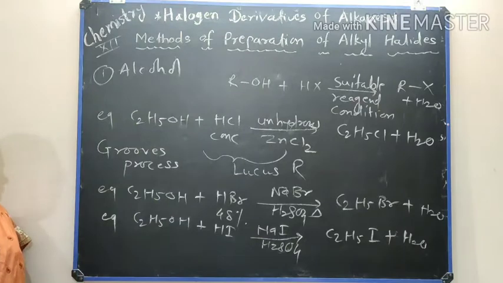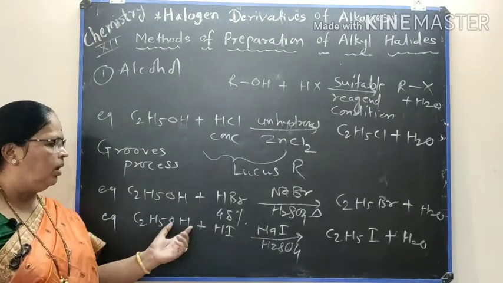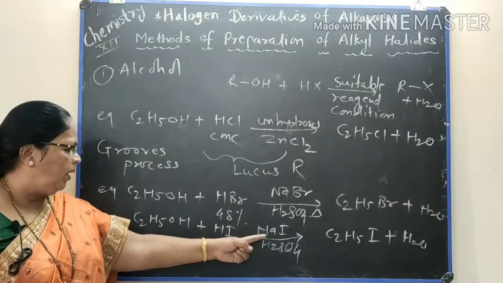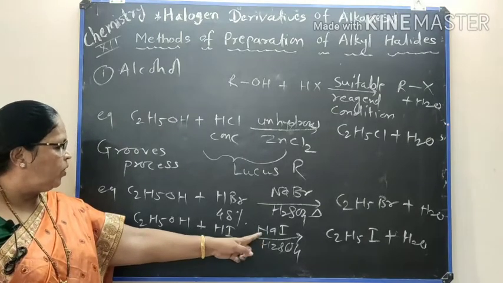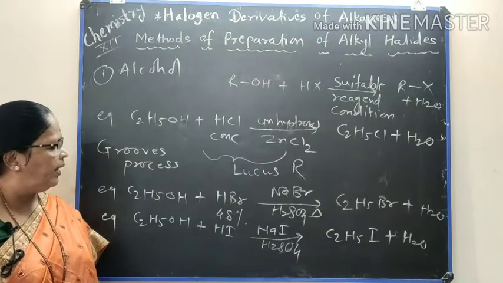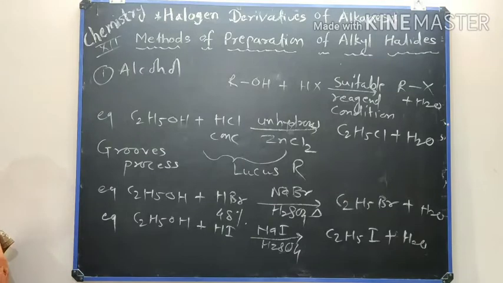Again see, the hydriodic acid is treated with ethyl alcohol. In presence of sodium iodide, sulfuric acid, it gives ethyl iodide and water molecule.